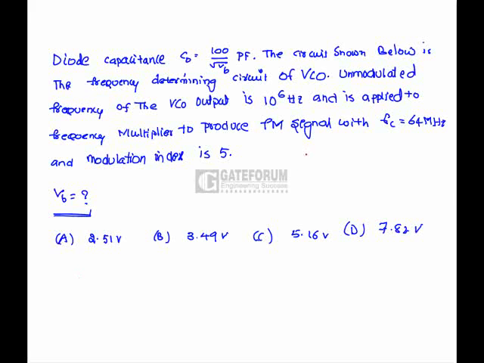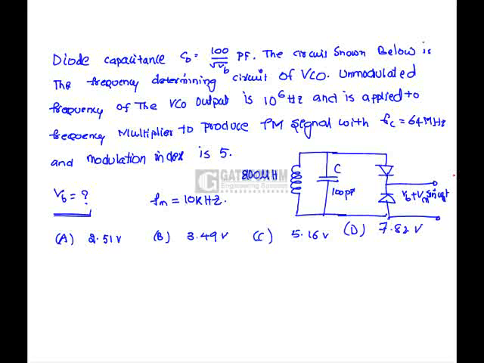Here the network. Diode capacitance C0 equals 100 under root VB picofarad. The circuit shown below is the frequency determining circuit of the VCO. Unmodulated frequency of the VCO output is 10^6 Hz and is applied to a frequency multiplier to produce an FM signal with FC 64 MHz and the modulation index is 5.